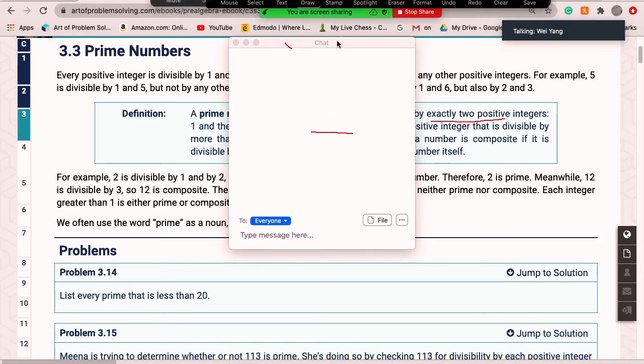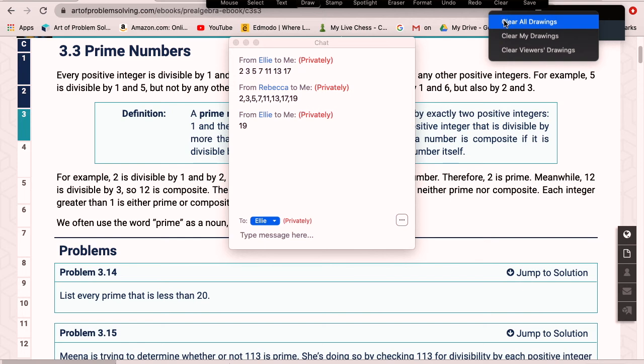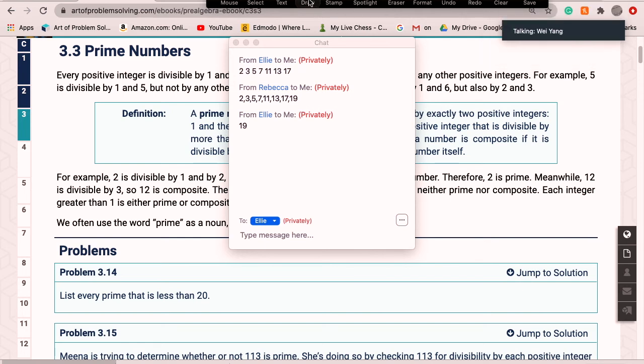Now let's check if this one is correct. So Eddie. Oh, I missed one. Wait. Oh, yes. Okay. Ellie and Rebecca all got this one right. Very good. Dago looks like he's not here, right? Yeah, Dago is not here.